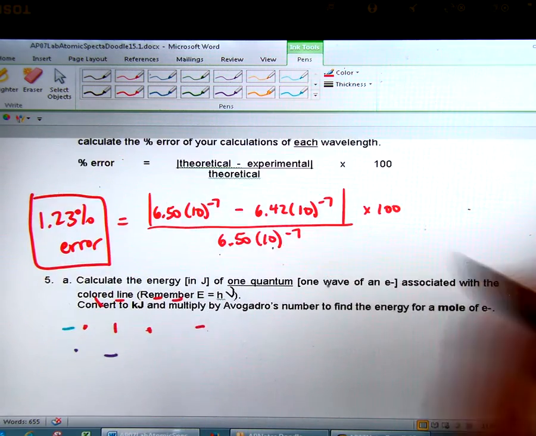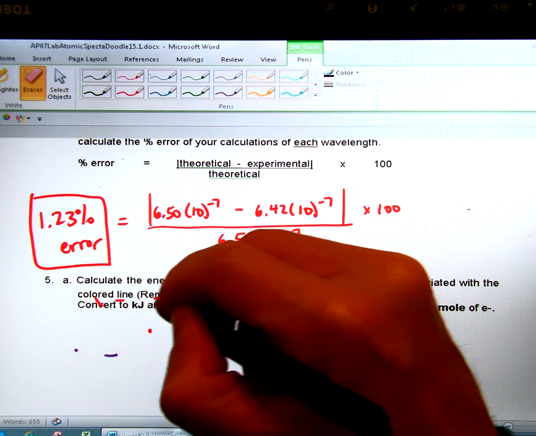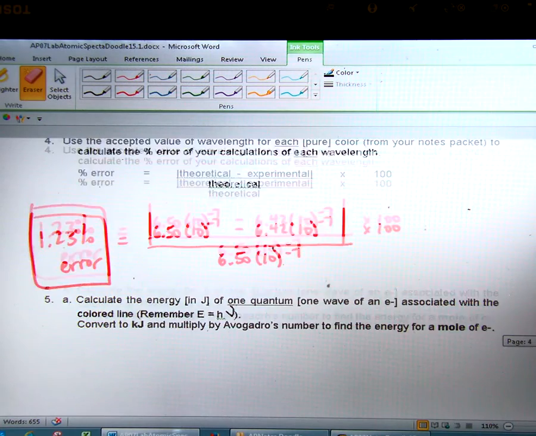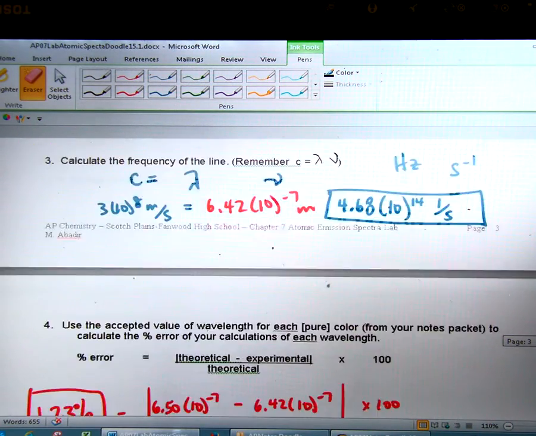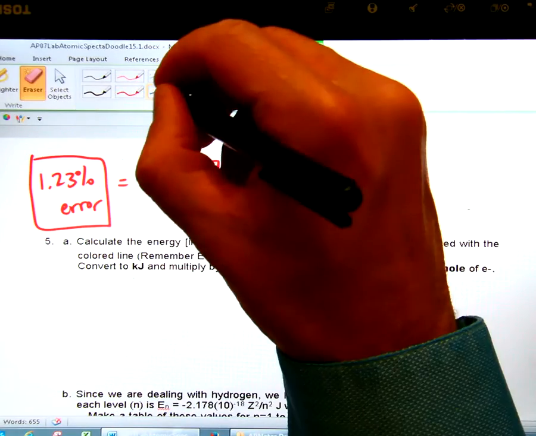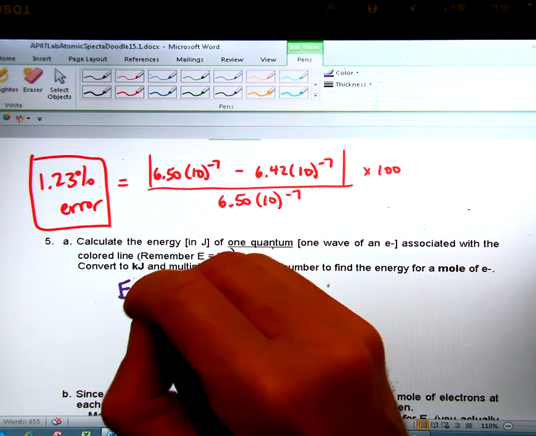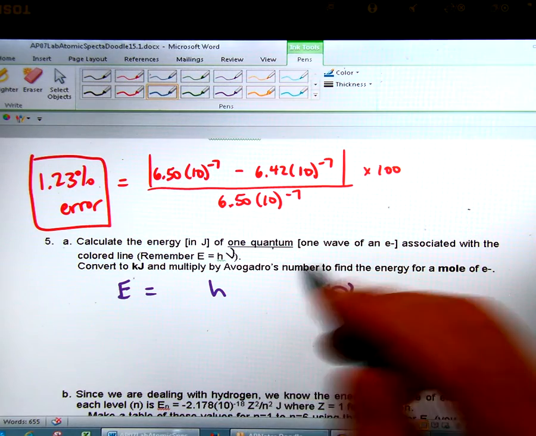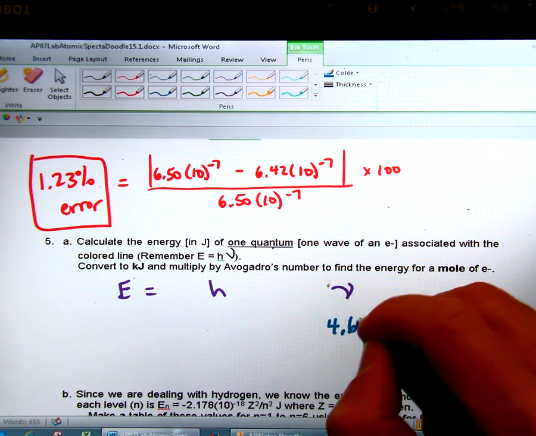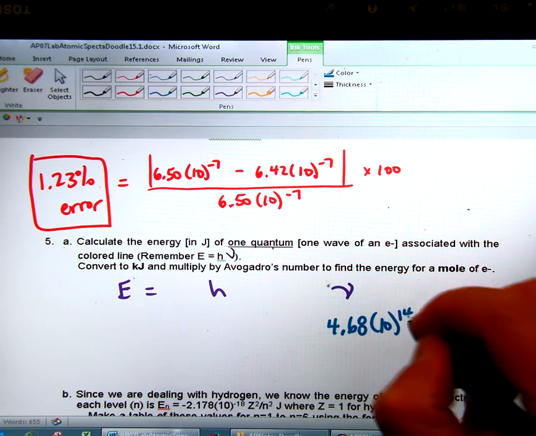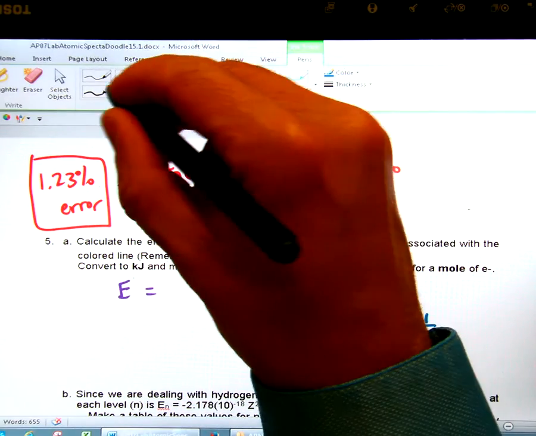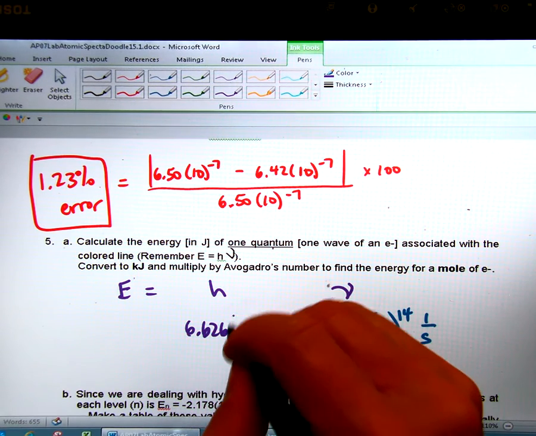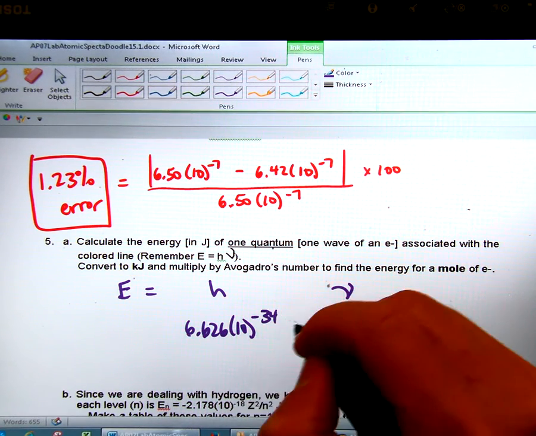Okay, back to number 5. Number 5 here, we're trying to find the energy of the wave, so we need to use the frequency. My frequency I got for number 3 was 4.68 times 10 to the 14th. So energy equals h times frequency. 4.68 times 10 to the 14th, 1 over seconds. Planck's constant is always going to be 6.626 times 10 to the minus 34th joules times seconds.